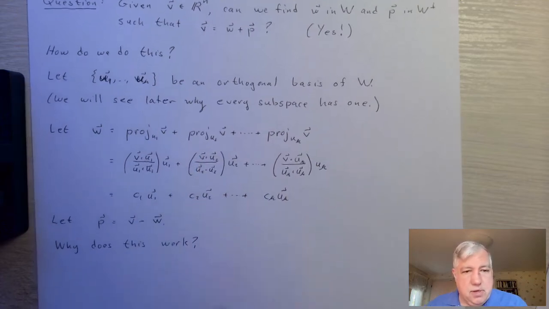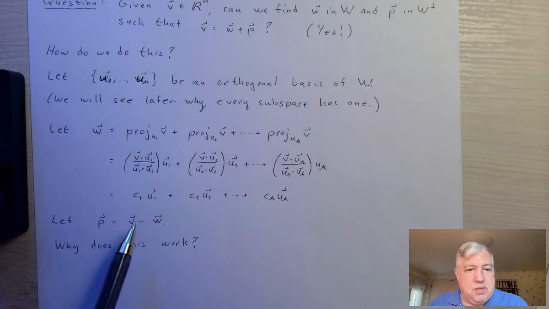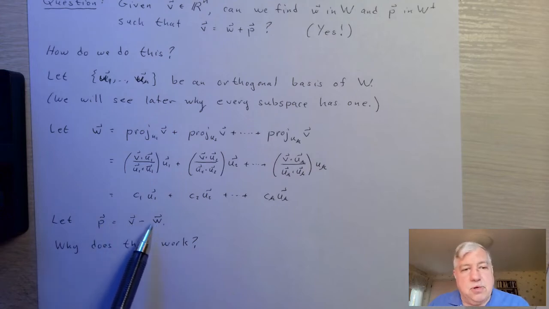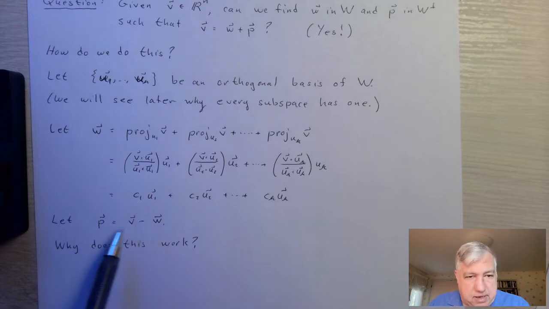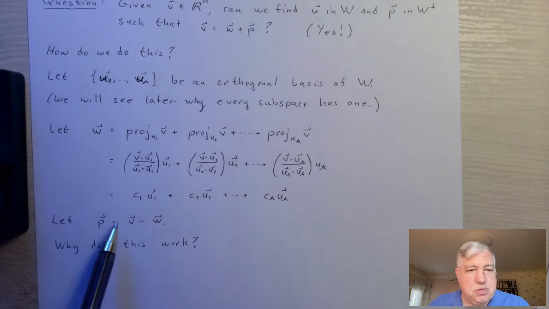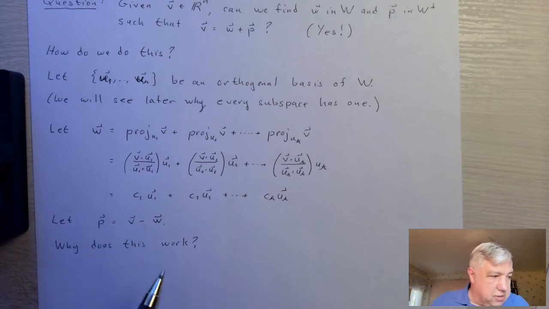Then we're going to let P just be the difference, V minus w. If everything else works, we can just add w to both sides, and we'll see that w plus P is equal to V. Now why does this work?